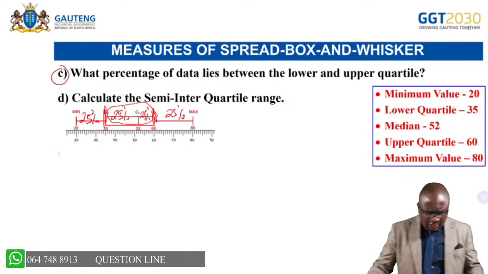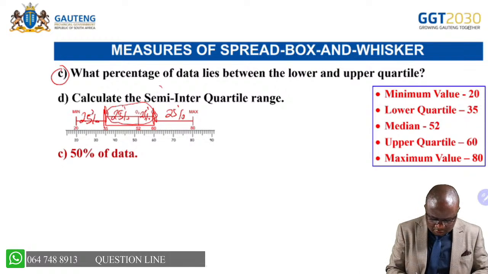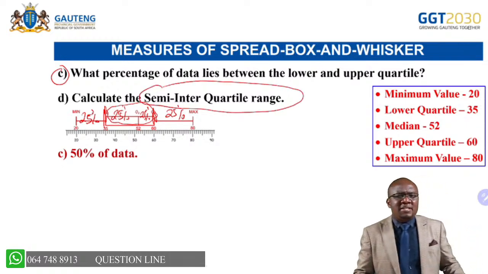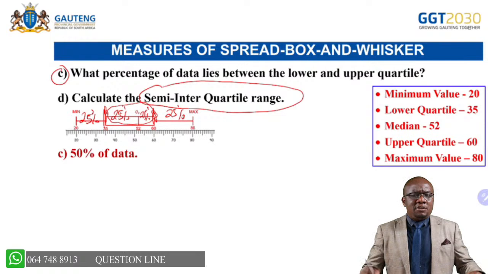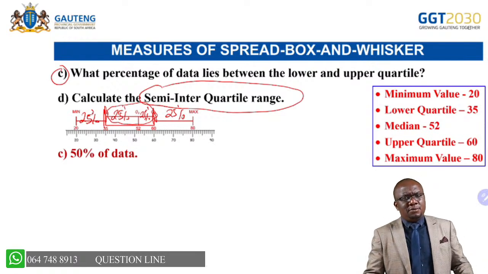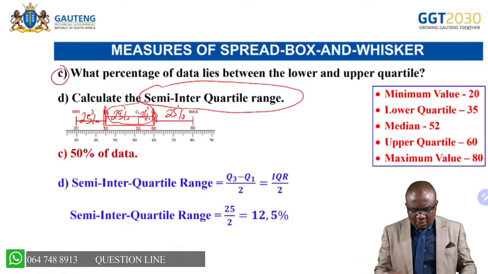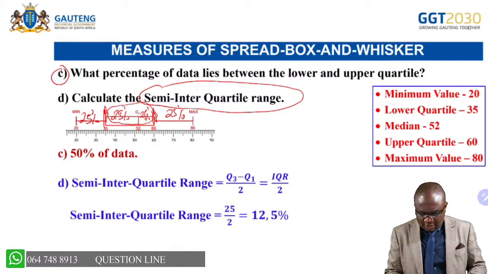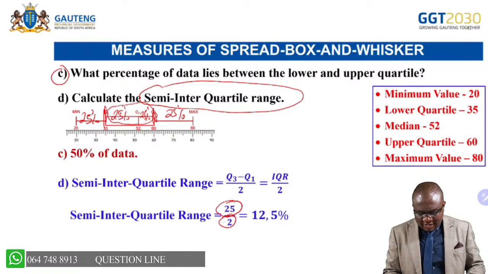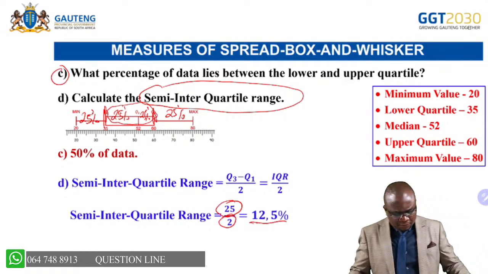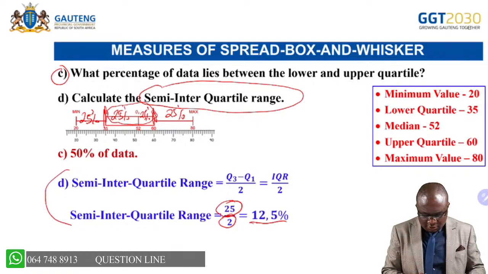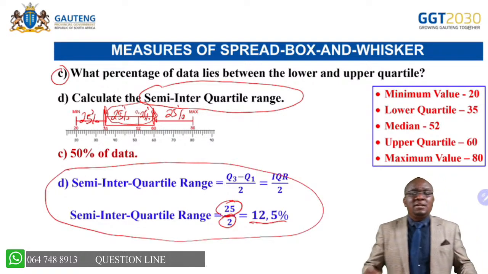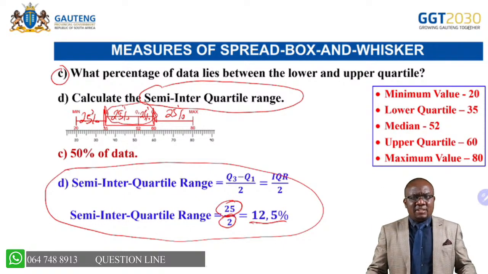Now, calculate the semi-interquartile range. I haven't talked about this, but remember it. There's nothing difficult about it. For the semi-interquartile range, just divide your interquartile range by 2. Our interquartile range was 25, then you divide it by 2, and you get 12,5. I'm going to give you 30 seconds to write this formula for the semi-interquartile range and the answer, so that you remember this. Let's try to do that.